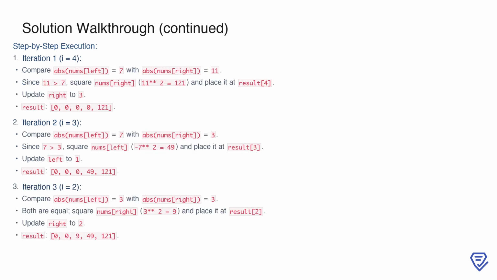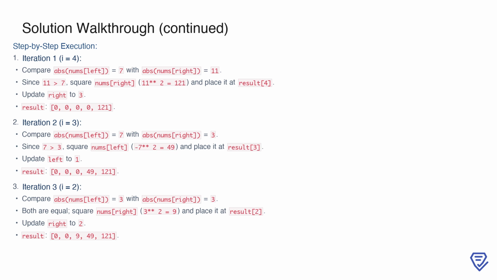In the first iteration for this example, we compare abs(-7) and abs(11). Since abs(11) is greater, we square 11 to get 121 and place it in the last position of the result array. The right pointer moves inward. The result array now looks like this: 0, 0, 0, 0, 121.